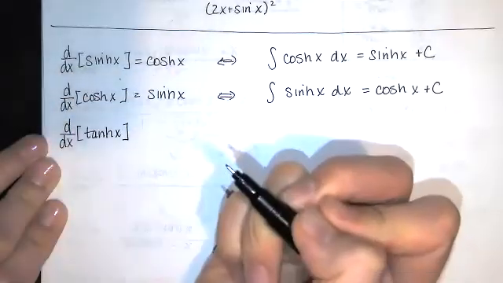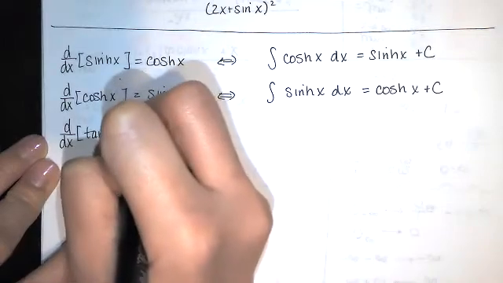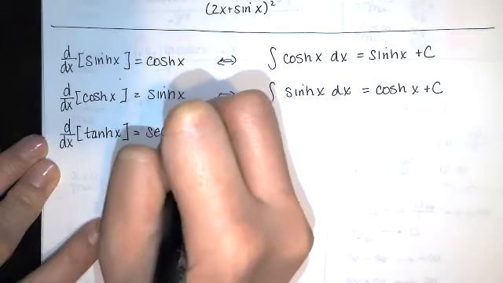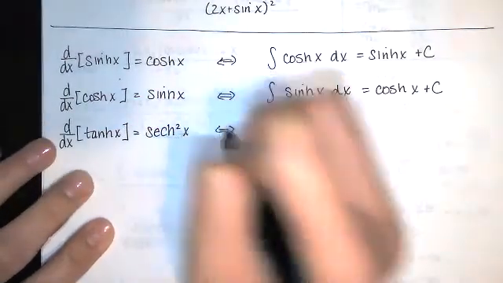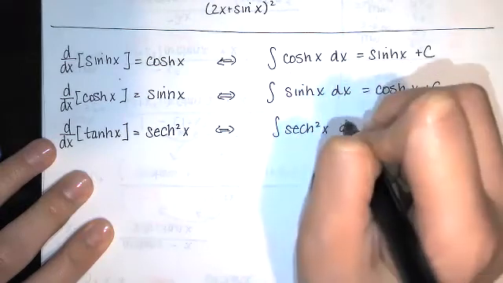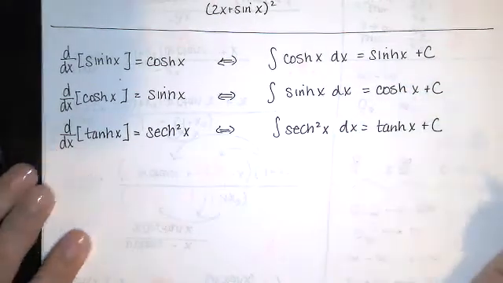Derivative of tanh x, sorry, my jokes are so bad, is hyperbolic secant squared x, so the antiderivative of hyperbolic secant squared x must be hyperbolic tangent of x plus c.